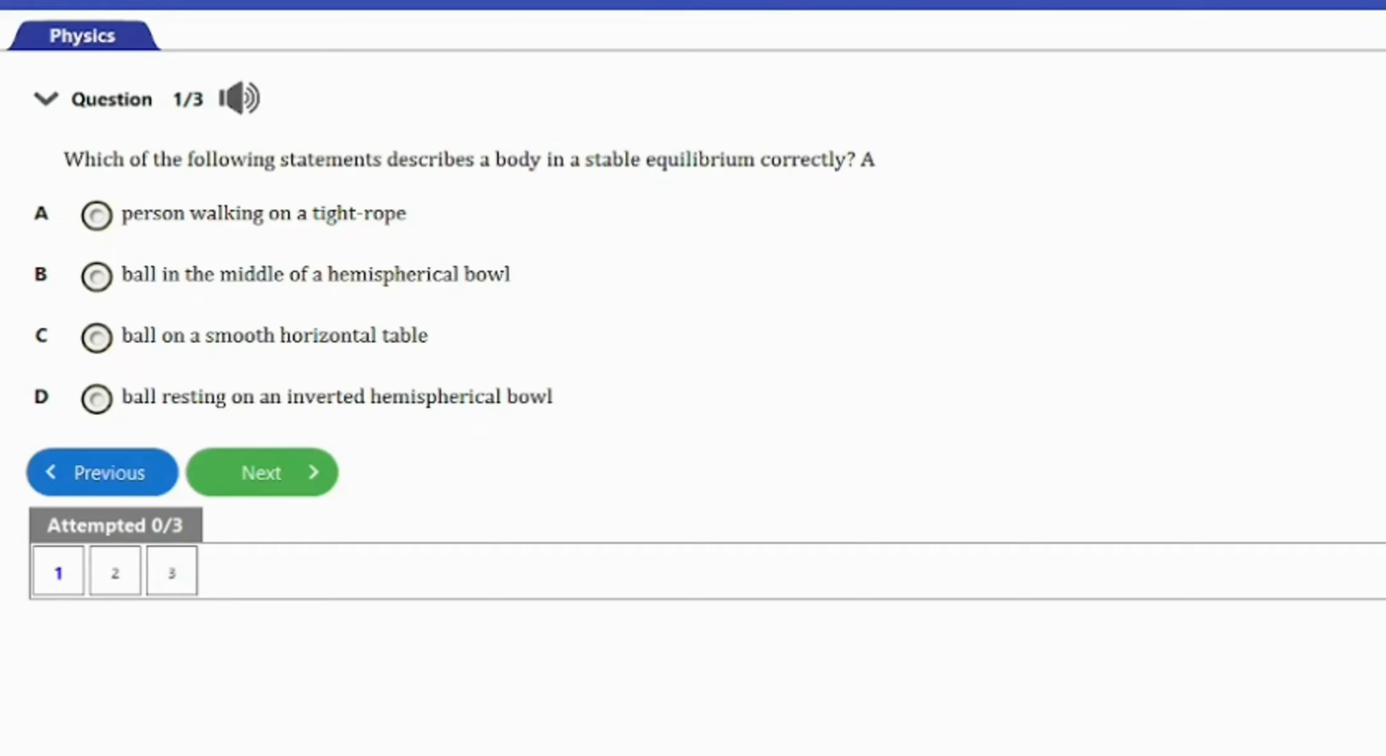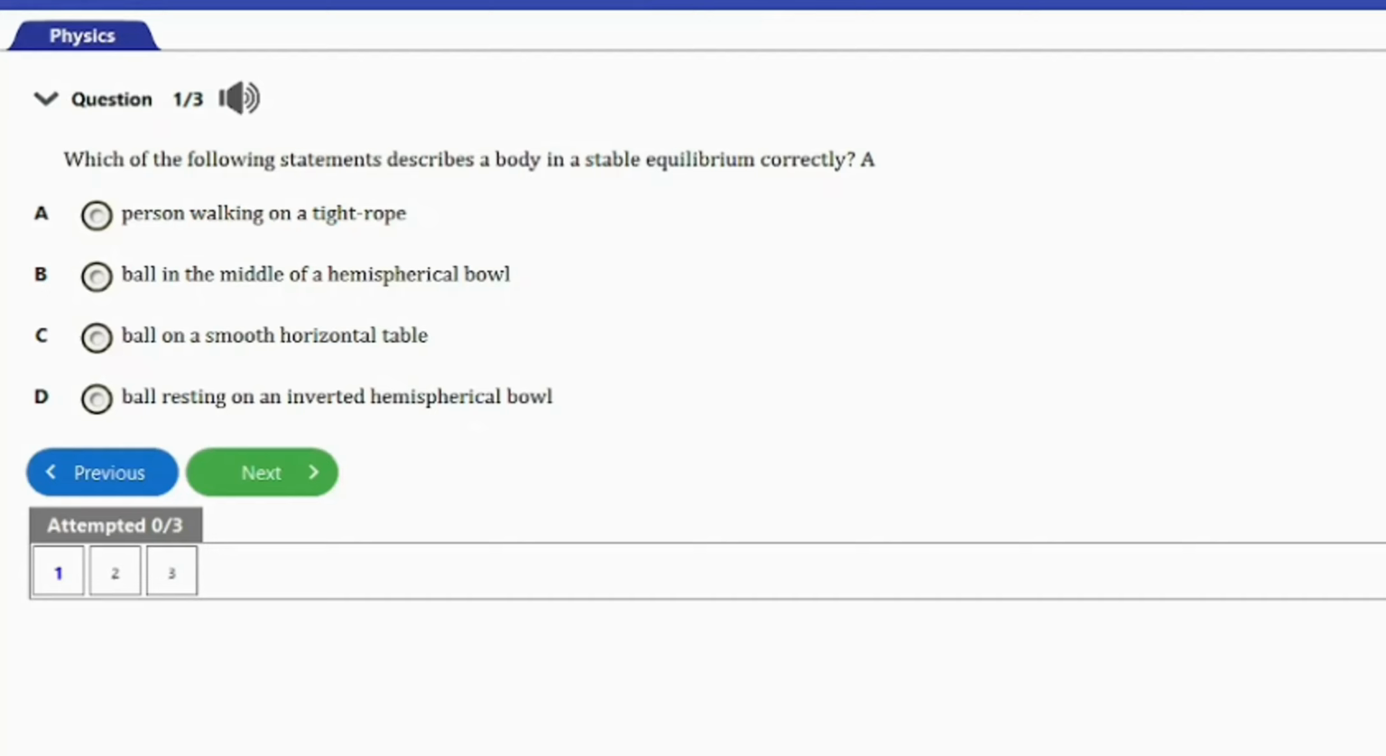It says, which of the following statements describes a body in a stable equilibrium correctly? A, a person walking on a straight rope. B, a ball in the middle of a hemispherical bowl. C, a ball on a smooth horizontal table. And D, a ball resting on an inverted hemispherical bowl.